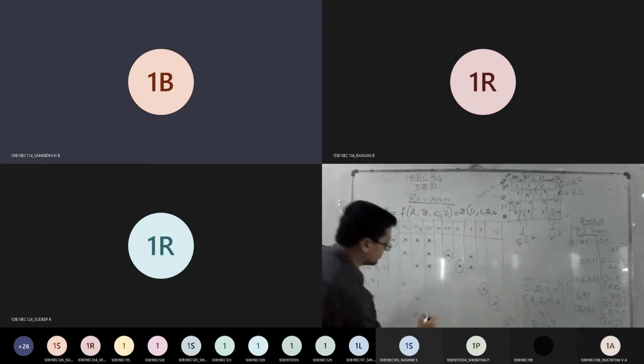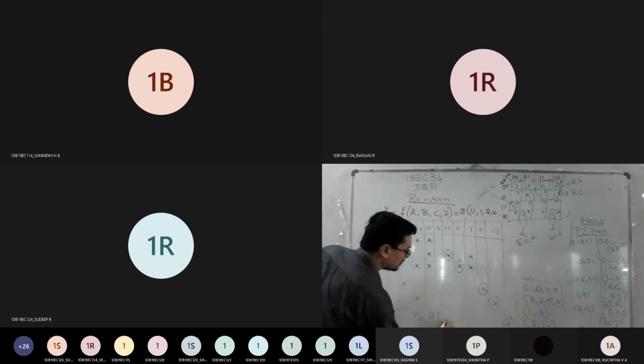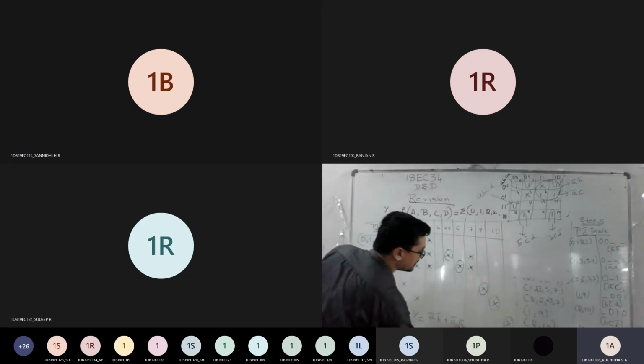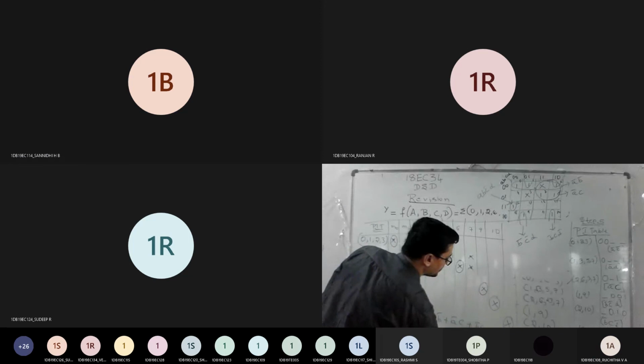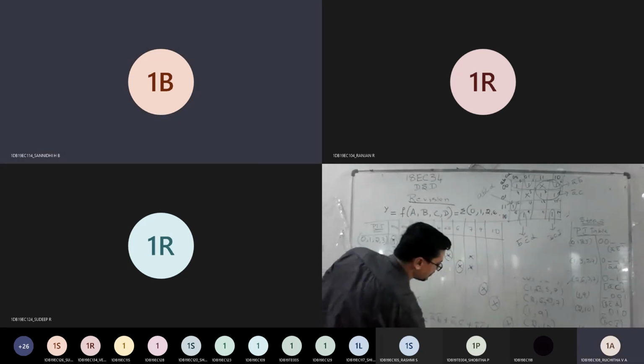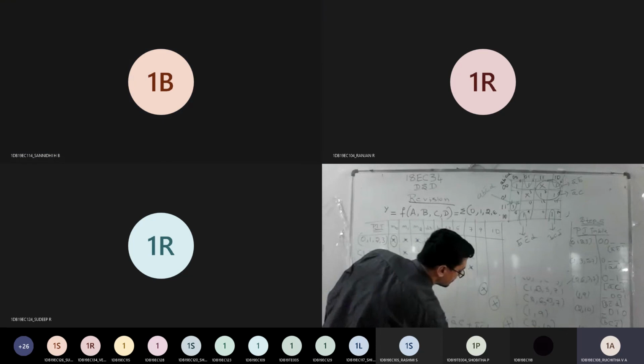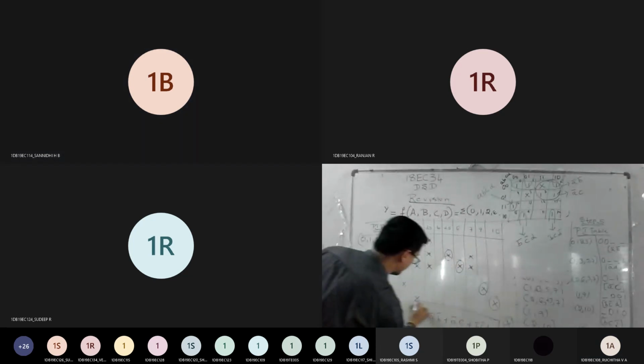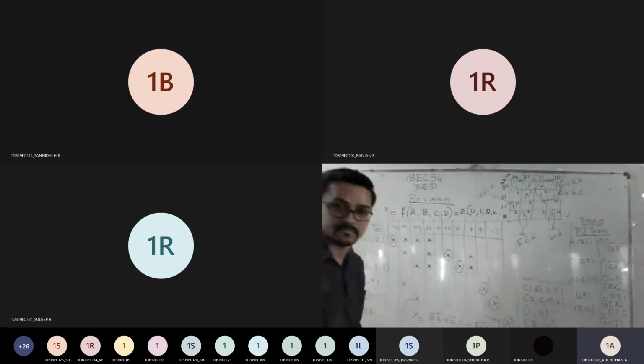What are the answers you got? Y equals A bar B bar plus A bar C plus B bar C bar D plus B bar C D bar plus A B C bar D bar. So is it your answer? Everyone agree with this? Yes, sir.